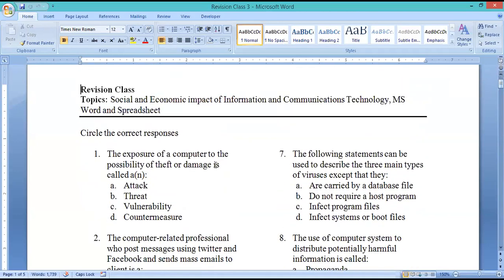By the way, these questions come from the topics social and economic impact of information and communications technology, Microsoft Word, and spreadsheet. The social and economic impact of information and communications technology means how does technology impact the social and economic aspects of our lives? Does it make it better? Does it make it worse?